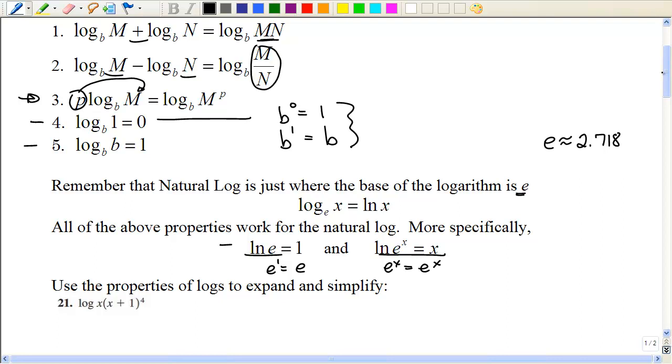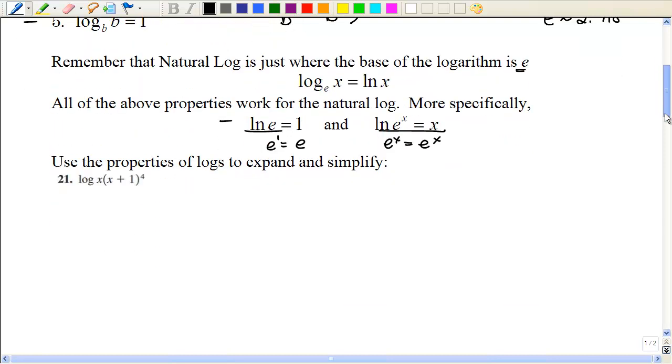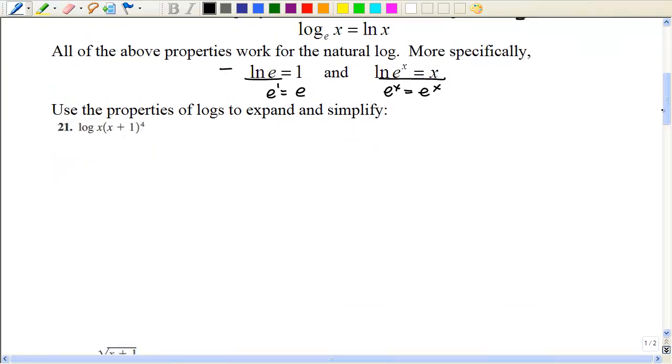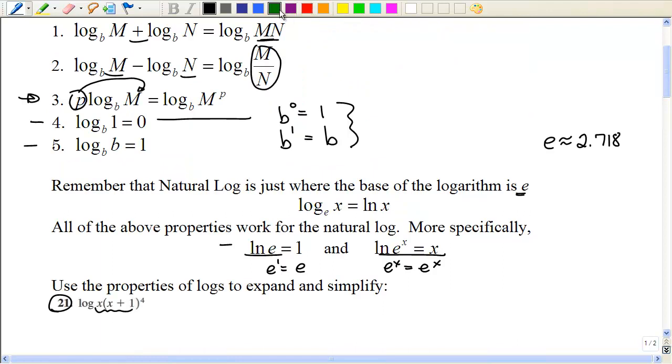But let's concentrate on what you need to know for the calculus that's going to come later, which is that you're going to use these properties to expand and simplify these logarithmic expressions. So let's look at this one. We have the log of two things multiplied together. So from that first property, we can go backwards. If we have two things multiplied, we can rewrite it with an addition sign. So we can say this is the log of x plus the log of x plus 1 to the fourth power. We've separated it, so that's part of the expansion.